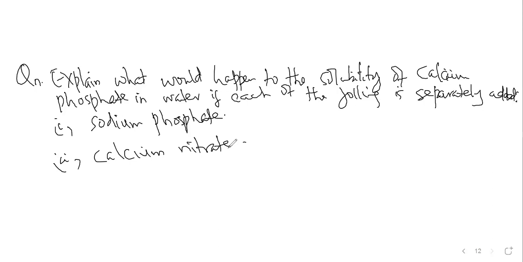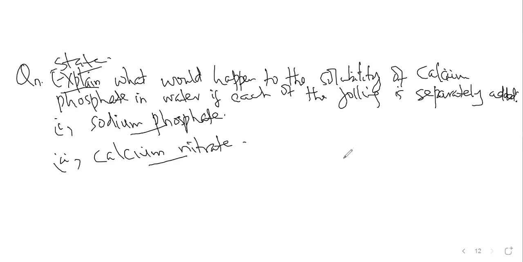Calcium nitrate. We are explaining. Sometimes they say state, and most students confuse those two terms. When they say state, you don't have to explain yourself. Just tell us what happens to the solubility. And here you'll simply say solubility decreases, full stop. When they say explain, then go ahead to explain. When they say state and explain, you state and also explain.